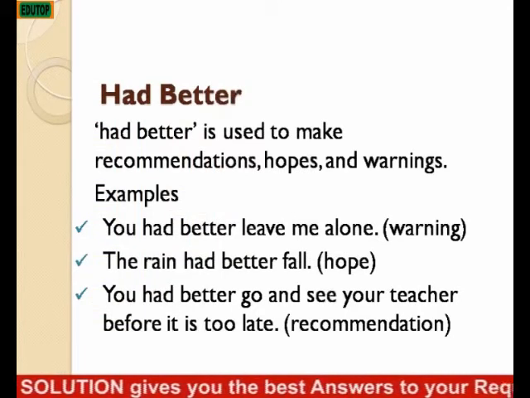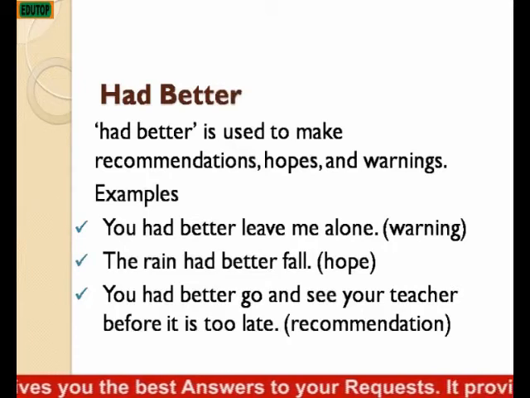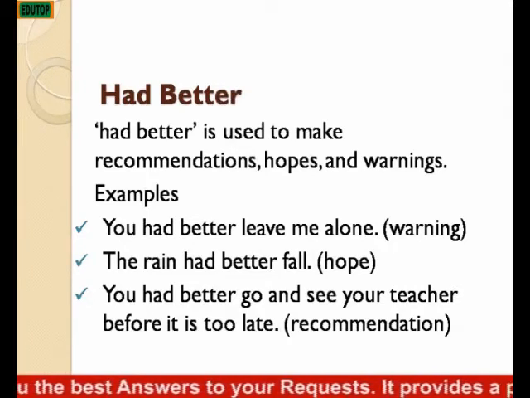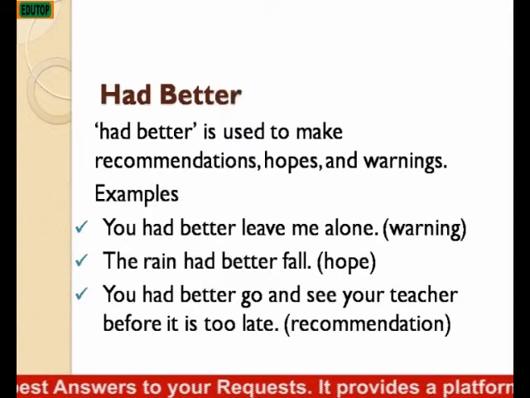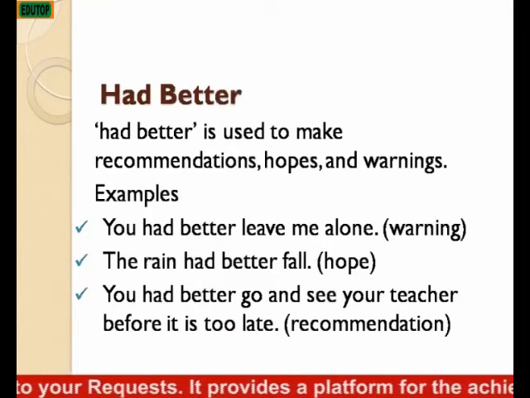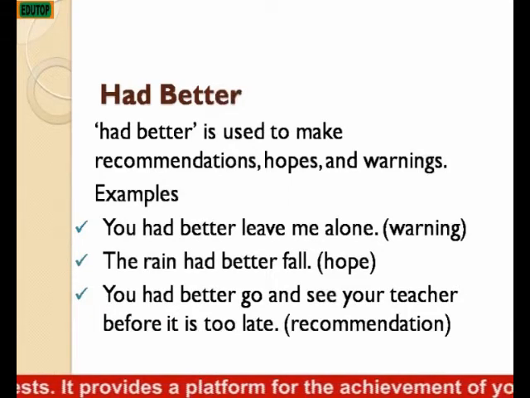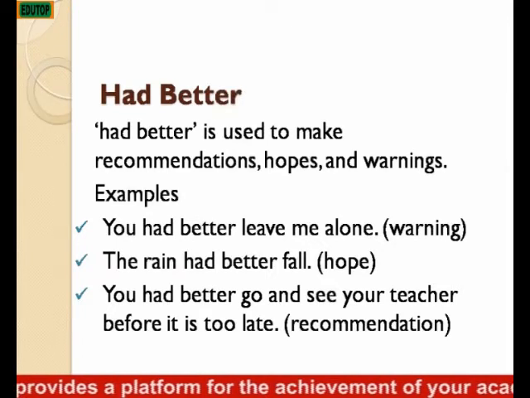Had better. Had better is used to make recommendations, express hopes, and warnings. Examples: you had better leave me alone. This is expressing warning. The rain had better fall. This is expressing hope. You had better go and see your teacher before it is too late.